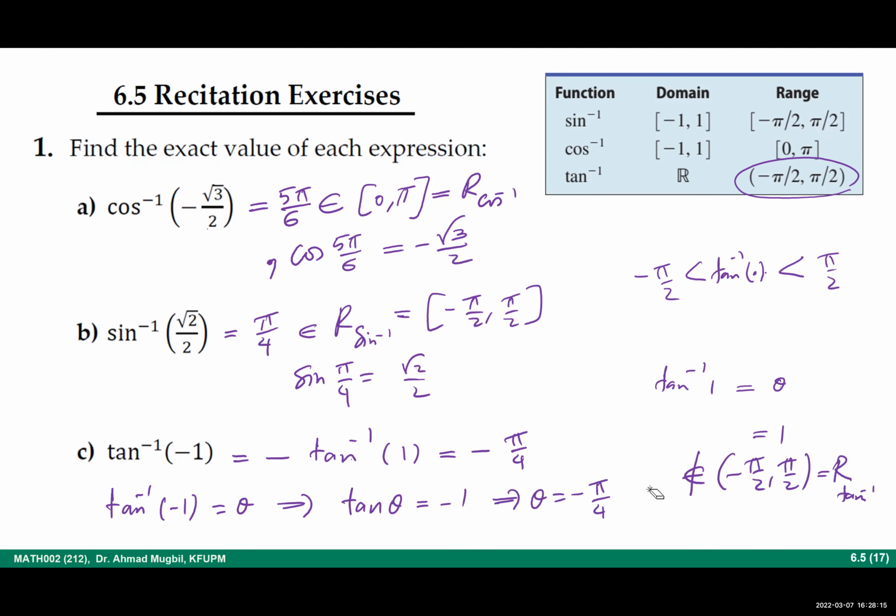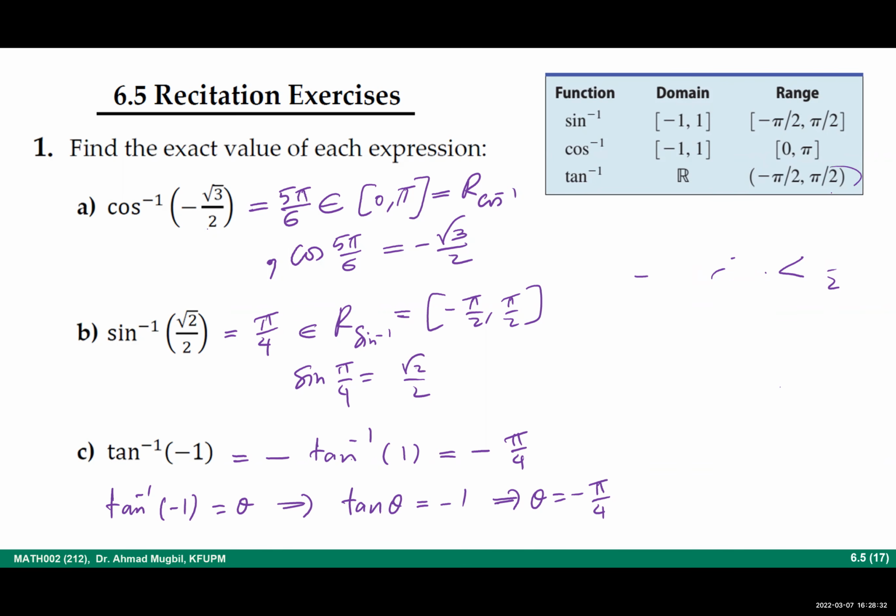This is coming, guys, from the restriction that we made on tan inverse. You remember? Tangent is not 1-to-1. We take the restricted domain for tangent to be between negative pi over 2 and pi over 2. So after that, it becomes 1-to-1 and we have an inverse. Out of this interval, we don't have an inverse function for tangent. And you know that the domain of the function is now the range of the inverse.